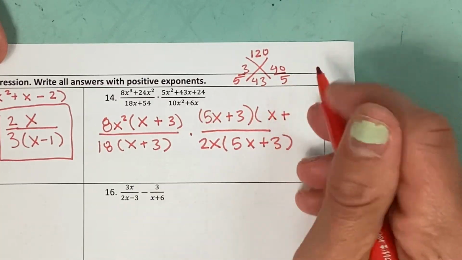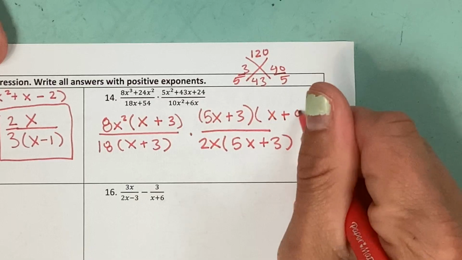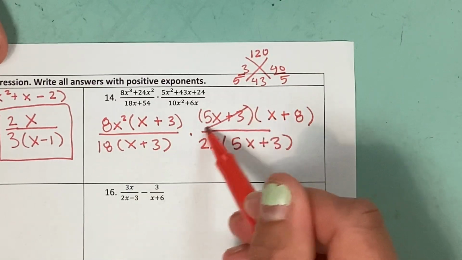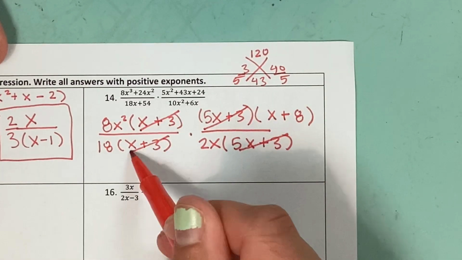Okay. Come on. And then 40 divided by 5 is 8. So 5x plus 3. Now we're going to cancel. So 5x plus 3, 5x plus 3, x plus 3, x plus 3.